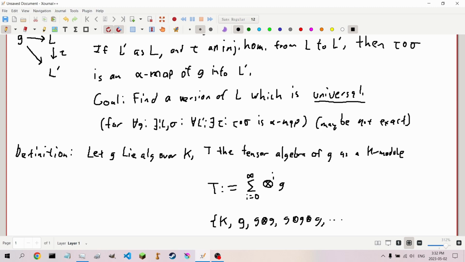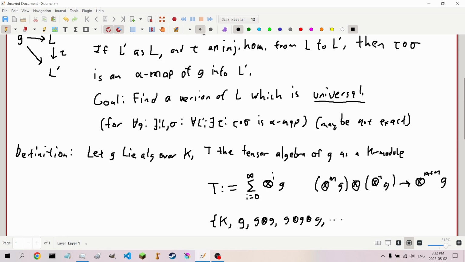Addition is just component-wise, and so is scalar multiplication. And our product, not a bracket, just our internal product, is going to be the tensor product, which takes an element x from the m-dimensional tensor of G and an element from the n-dimensional tensor of G, and I'm just going to send them to their tensor product in the sum.